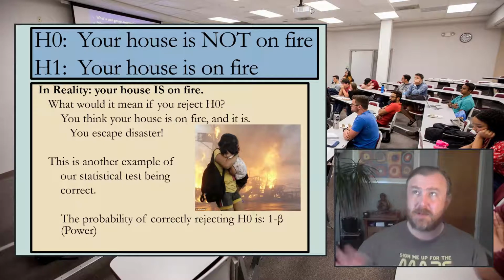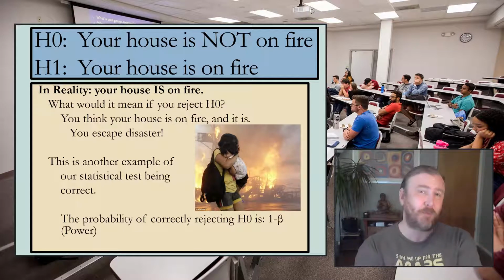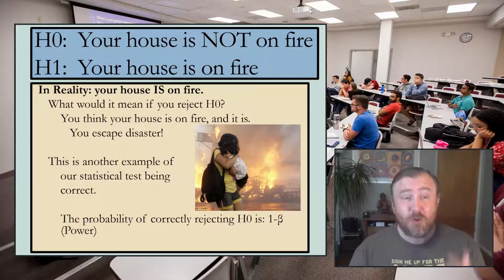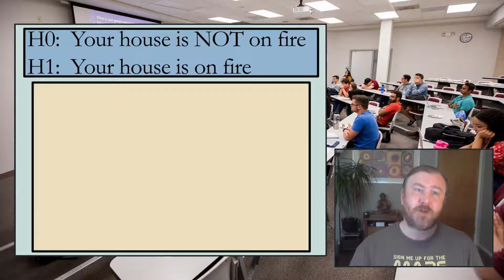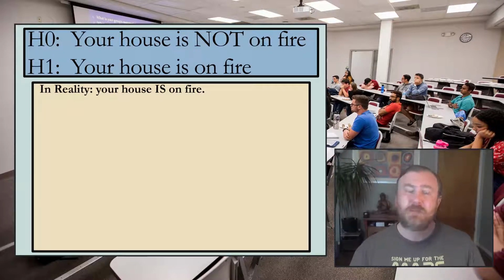So we will, in a subsequent lecture, go over the concept of statistical power in more detail. But for now, it's important to point out that 1 minus beta is statistical power. It's the probability of correctly rejecting a null hypothesis when indeed that null hypothesis should be rejected. So what is the fourth and final example here? Well, we have our null and alternative hypothesis. In reality, the house is on fire. What would it mean if you failed to reject the null?